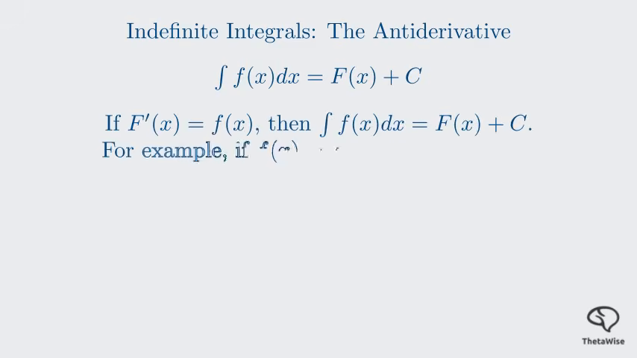So, if the derivative of a function F(x) is f(x), then F(x) is the antiderivative of f(x). For example, the antiderivative of x cubed is 1/4 x to the fourth. Why? Because the derivative of 1/4 x to the fourth is x cubed.